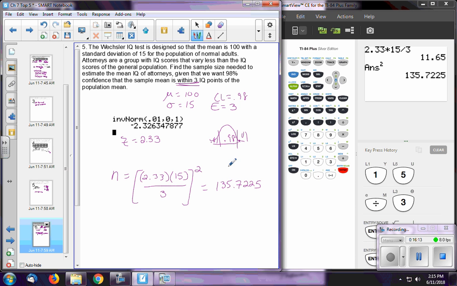Keep in mind, however, that this is a minimum sample size. So regardless of what this number ends up being, if there is any decimal at all, if it does not come out to be a whole number, you must always round that up. If you round this down for whatever reason, you would be underestimating. So we always have to round this up. So how many must be surveyed here? We need to survey 136 to guarantee 98% confidence within 3 IQ points.